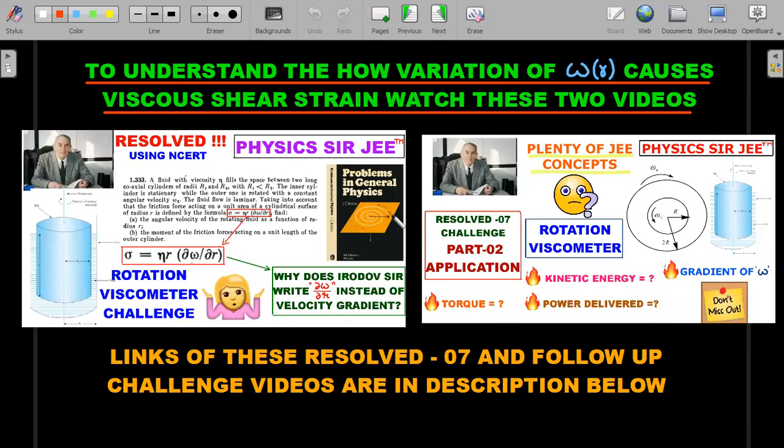For those who are looking at understanding how to attack questions where omega varies with r: remember, this video had omega as a uniform value, but omega varies with r. I've already done 2 nice videos. In one, I solved a question comprehensively, 1.333 of IRODOV, and also derived the expression he gave in the question in a proper manner. There is also a follow-up video for the challenge he gave, where the liquid inside is kept and the cylinders outside are rotating. A lot of JEE concepts were covered.